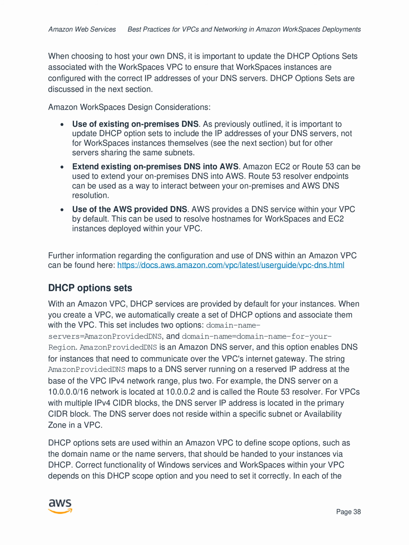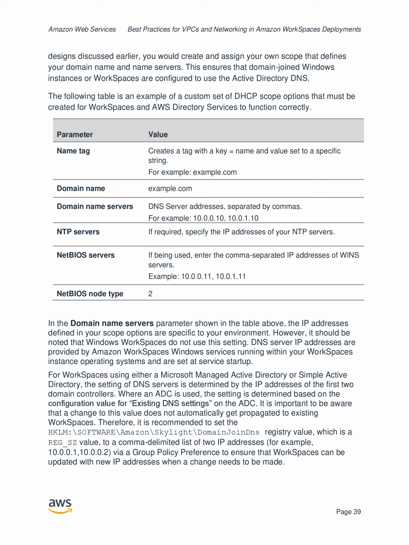Correct functionality of Windows services and workspaces within your VPC depends on this DHCP scope option, and you need to set it correctly. In each of the designs discussed earlier, you would create and assign your own scope that defines your domain name and name servers. This ensures that domain-joined Windows instances or workspaces are configured to use the Active Directory DNS. The following table is an example of a custom set of DHCP scope options that must be created for workspaces and AWS directory services to function correctly.